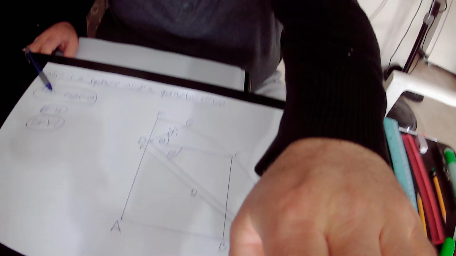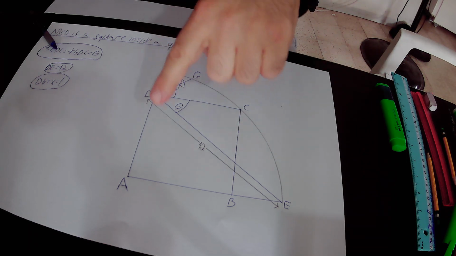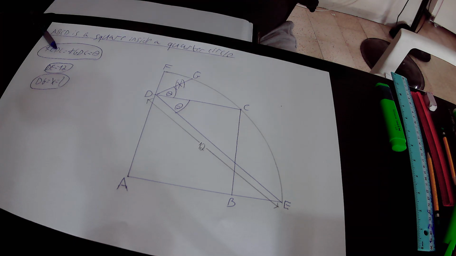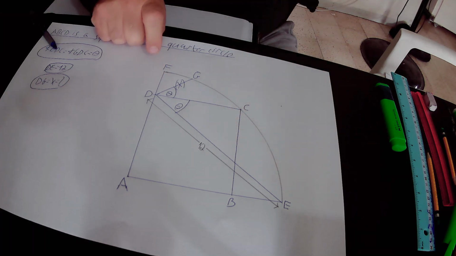And now in this lecture we'll find out the value of x. In the drawing we have a quarter circle. AFE is a quarter circle. Inside this quarter circle we have square ABCD. In addition, we know that line segment DE is equal to 12 units in length.